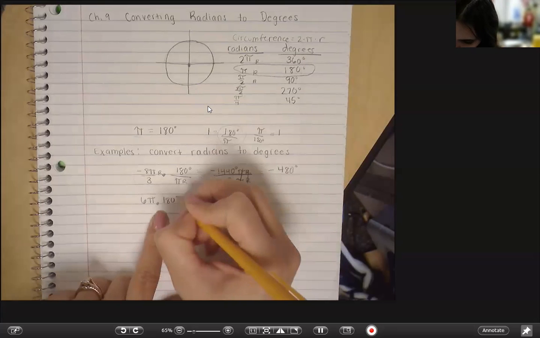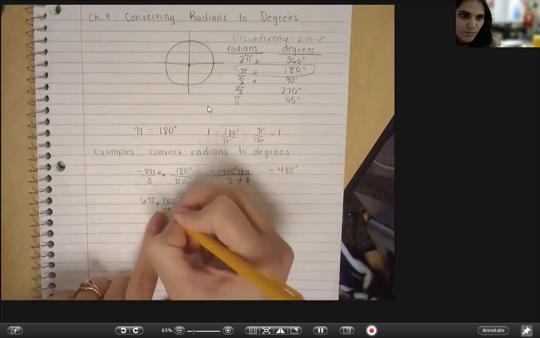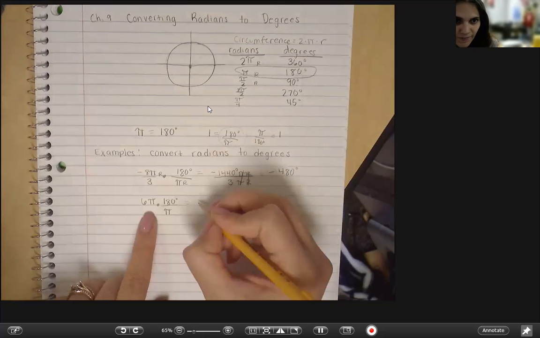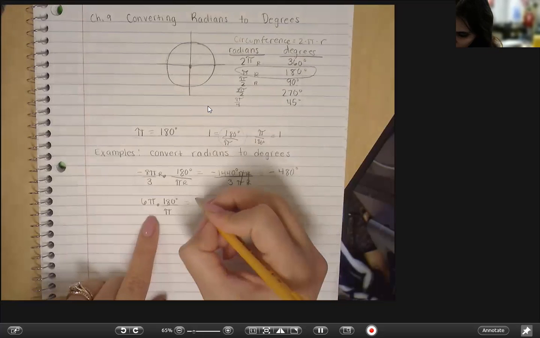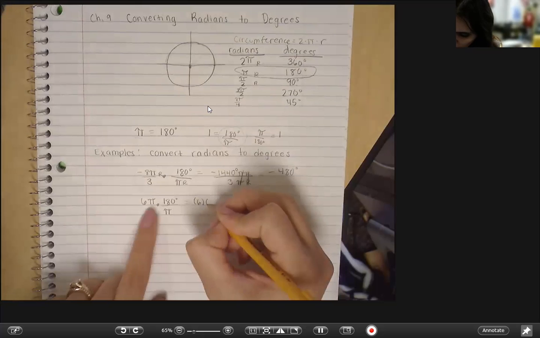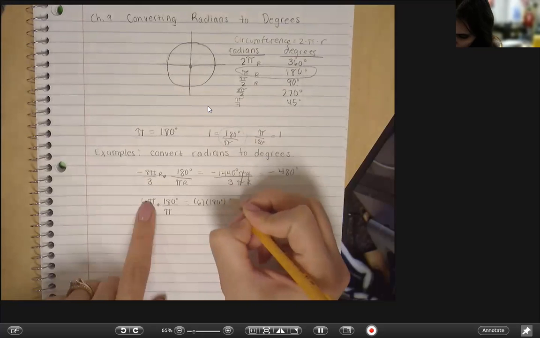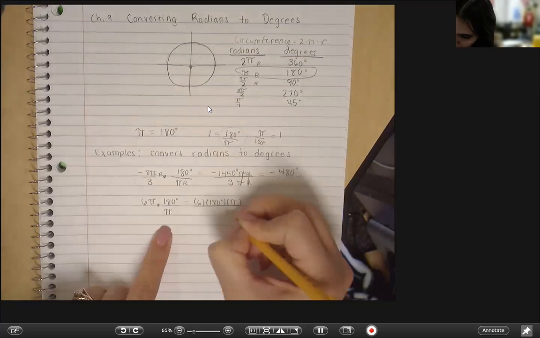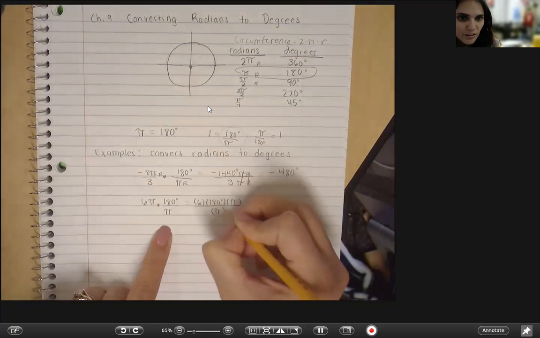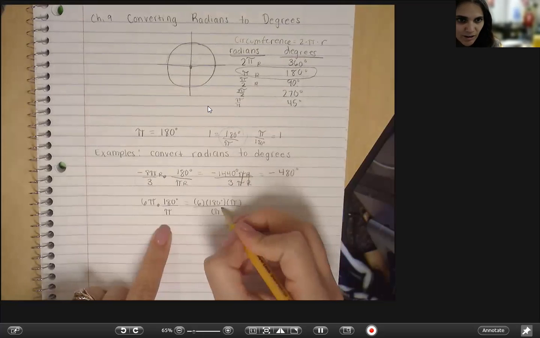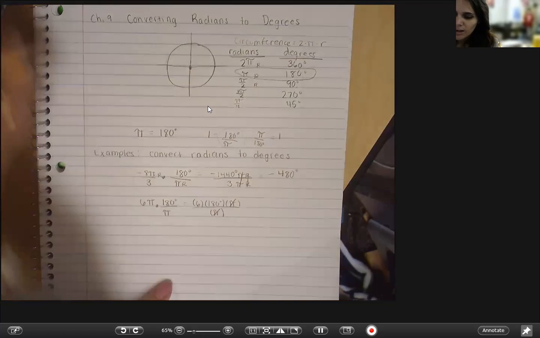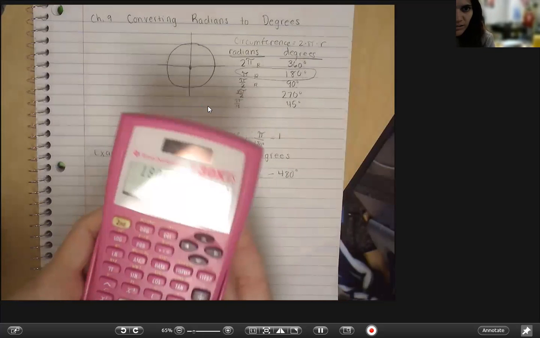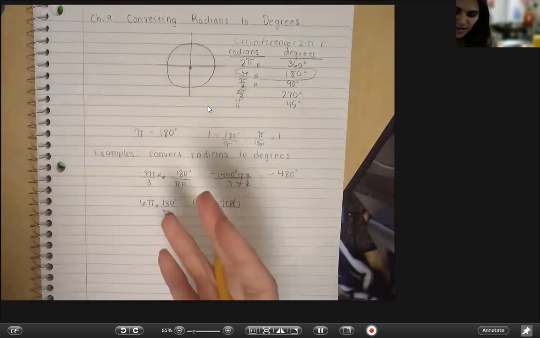180 degrees over pi, so again, I just multiplied by a fancy 1, equals, well, I'd have 6 times 180 degrees times pi on top, and on the bottom, I would have pi. That's it. What cancels out? That cancels out, and I'm left with 6 times 180 degrees. If I did that in my calculator, I'd get 1,080 degrees.